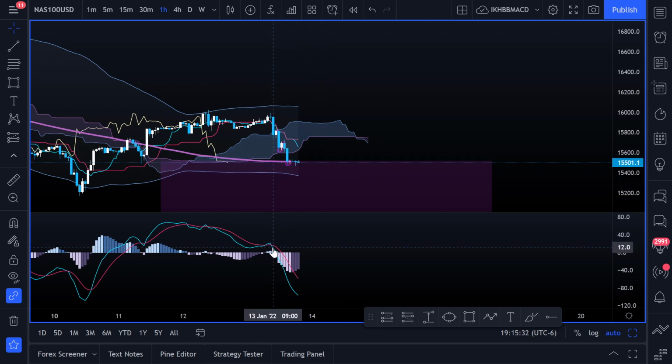So right now the downwards movement is taking a break. You can see that the MACD is showing bearish momentum, but the MACD histogram is showing that the bearish momentum is taking a break because the MACD histogram is not increasing right now. So it might continue decreasing for a few more hours before we see the MACD going even lower.